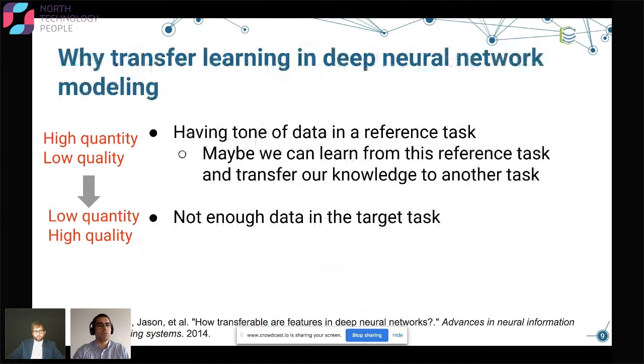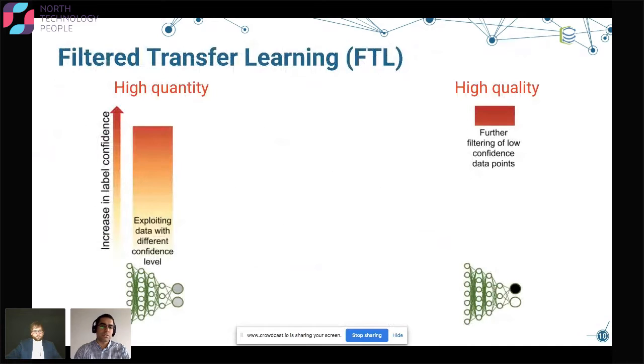It could be image classification in ImageNet, and we try to use that trained model and fine tune it further in a target task. For example, classification of images in radiological image dataset. And we wanted to implement a similar concept for across label confidence distribution. That was the reasoning behind filter transfer learning.